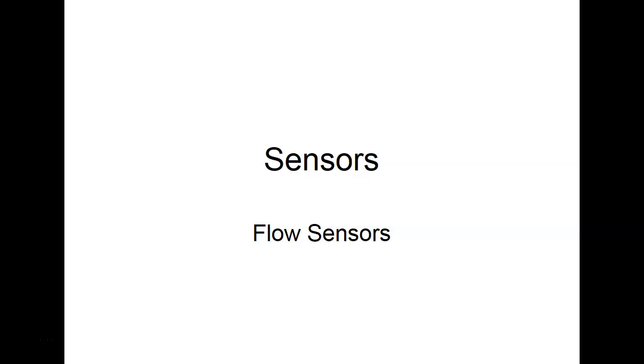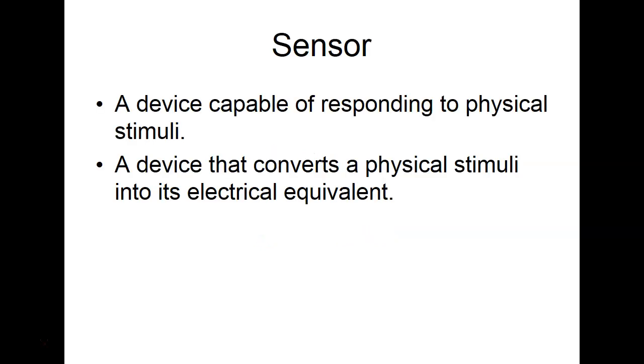Flow. What do we mean by flow? What do we mean by flow sensors? Flow is basically the rate or the speed at which a fluid is in motion, right? Of course, we already know this one.